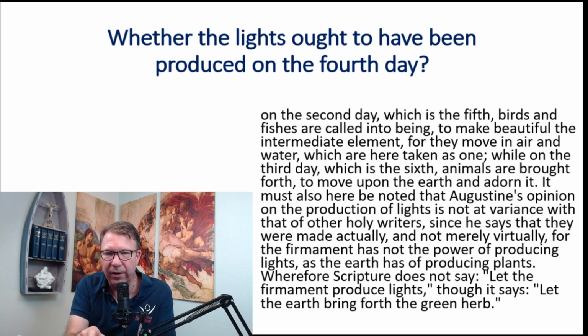I will go on. It must be noted that Augustine's opinion on the production of lights is not at variance with that of the other holy writers, since he says that they were made actually and not merely virtually. For the firmament has not the power of producing lights as the earth has of producing plants. Wherefore, Scripture does not say, let the firmament produce lights, though it says, let the earth bring forth the green herb.